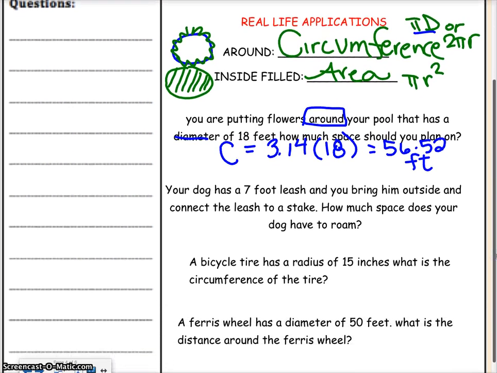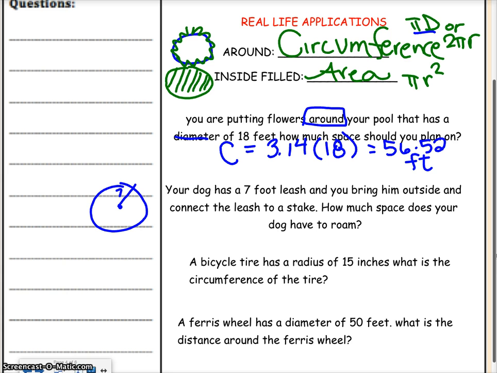Okay, your dog has a 7-foot leash, and you bring him outside and connect the leash to a stake. How much space does your dog have to roam? So does that leash go all the way across the circle? Or if the stake is there, doesn't it just go part? So that leash is what, the diameter or radius? Radius. Agreed. So your dog has this much room.